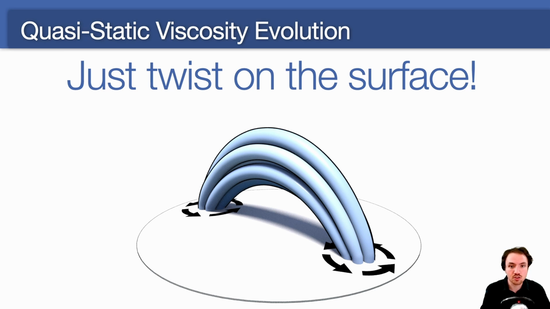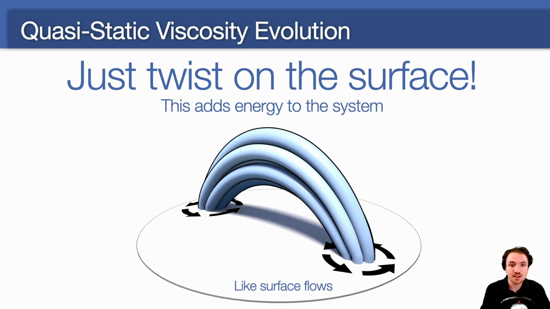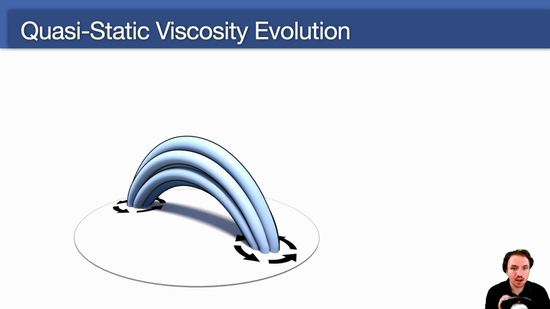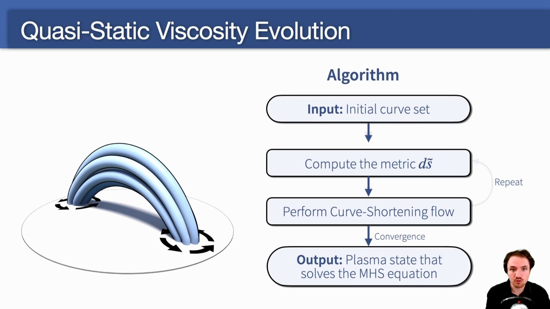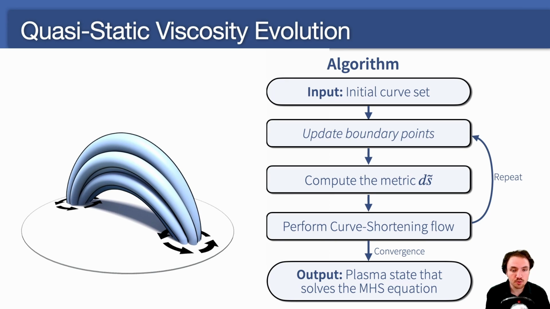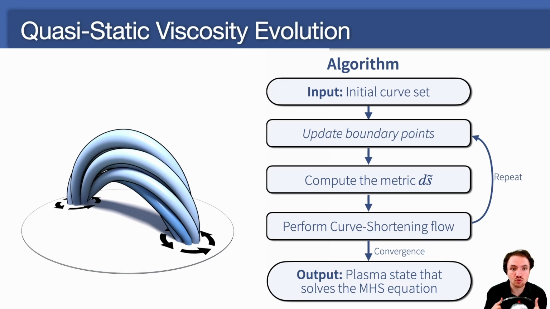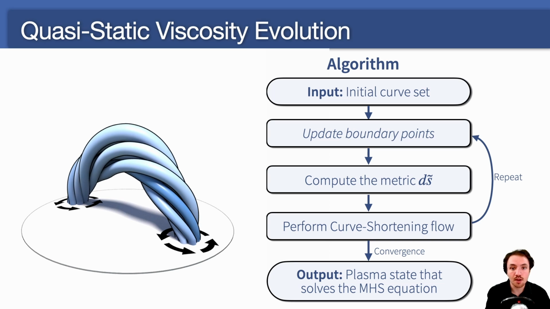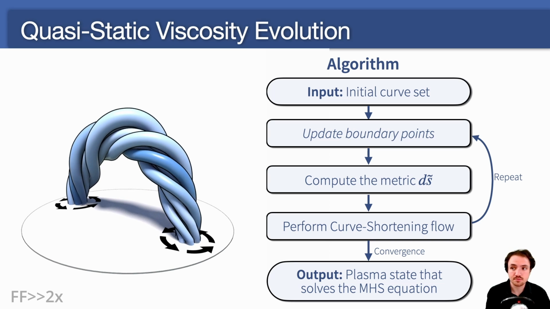This adds energy to the system through the boundary and is akin to the energy added to the magnetic field through surface motion on the sun. To implement this in our algorithm, we simply add a step where we update the boundary points of our filaments. When now running the algorithm, the added twist causes the energy minimization to raise the filaments upwards, blasting them into outer space.